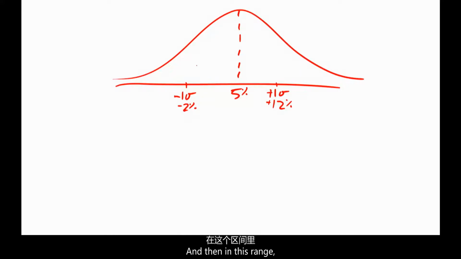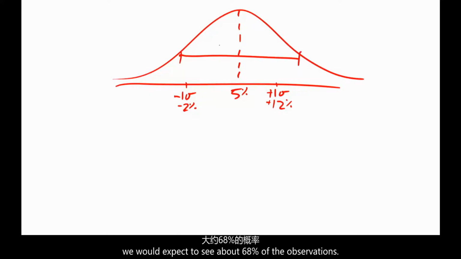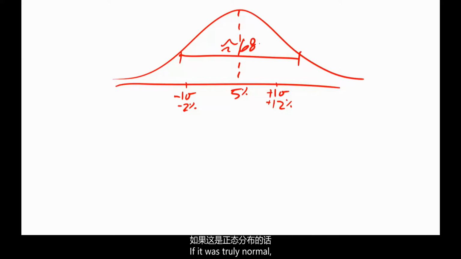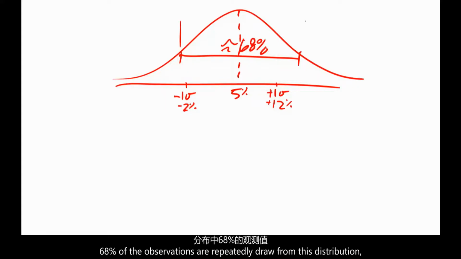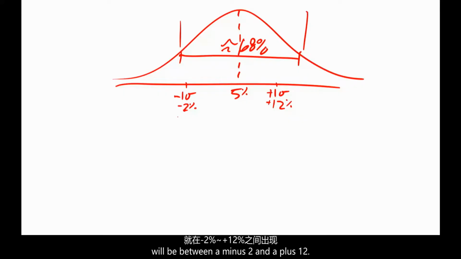And then in this range, right, we would expect to see about 68% of the observations. And if it was truly normal, we would see 68% of the observations. So if we draw out of this repeatedly, 68% of the observations in a repeated draw from this distribution will be between a minus 2 and a plus 12. So if we wanted to form a 68% confidence interval, a 68% confidence interval for this would be minus 2 to plus 12%.